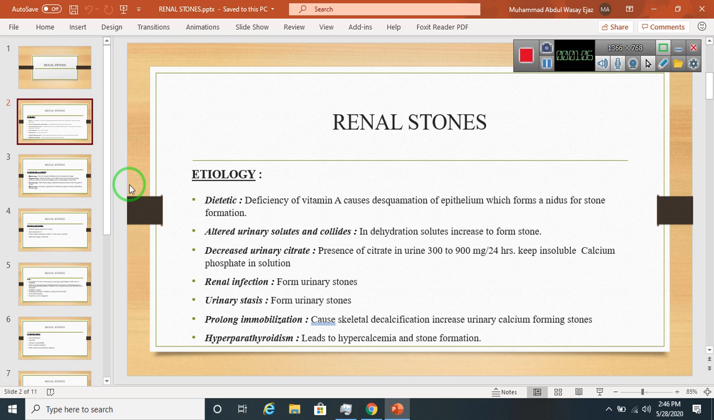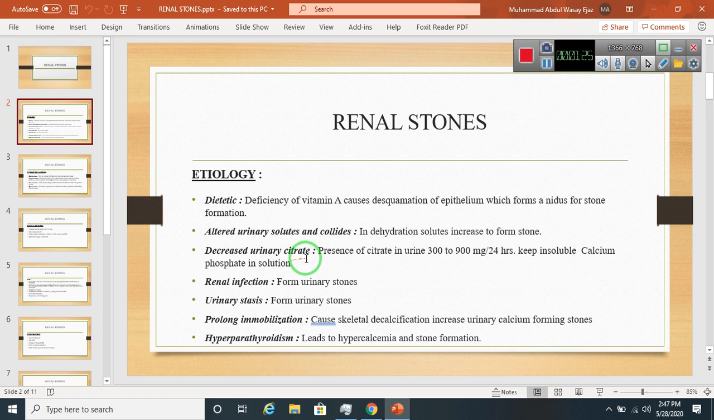Number two is altered urinary solutes and colloids. In dehydration, solutes increase to form the stones. So as the solvent decreases, solutes increase, get accumulated, get together and form the stone.